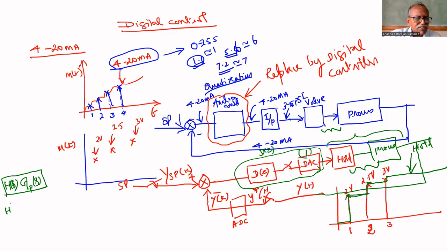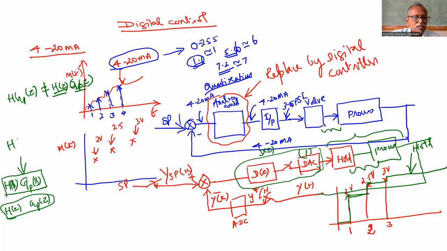We can find H of Z. We can find GP of Z, but there is no use because we cannot multiply these two together. Because HGP of Z is not equal to H of Z times GP of Z. If you find them separately and multiply, it is not equal. Here in the S domain, we can multiply. That's why we have to find HGP of Z. HGP of Z only we have to find.